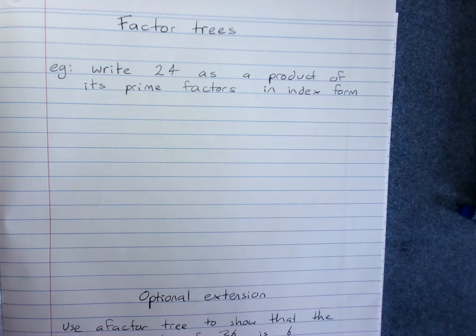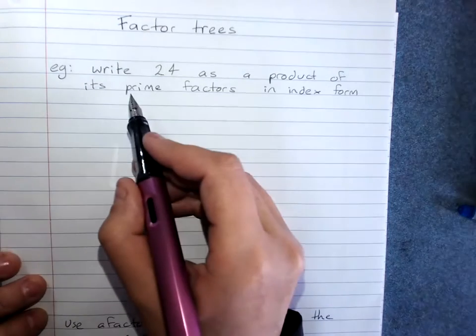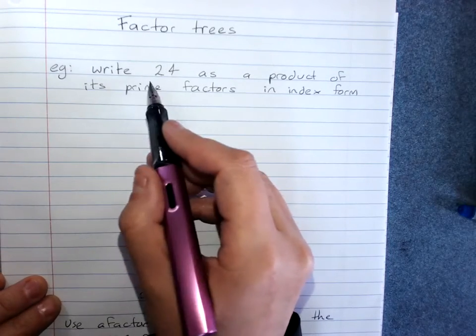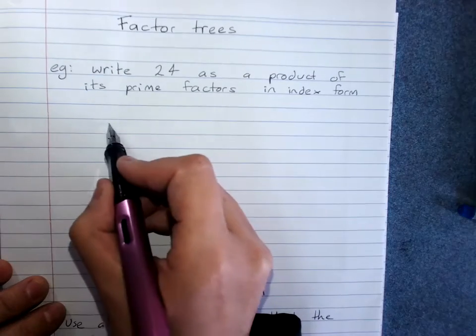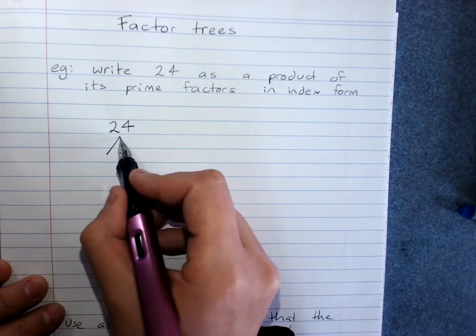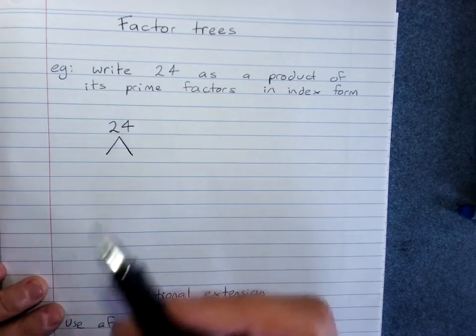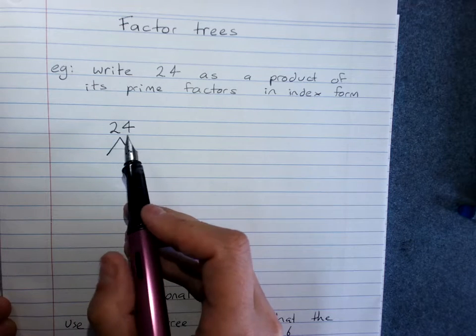Factor trees, you'll often get the question, write a particular number, in this case 24, as a product of its prime factors in index form. To do that, we've got to identify what prime numbers multiply together to give us 24, and to do that we make a factor tree, where we just split 24 into pairs of its factors over and over again until they're all prime.